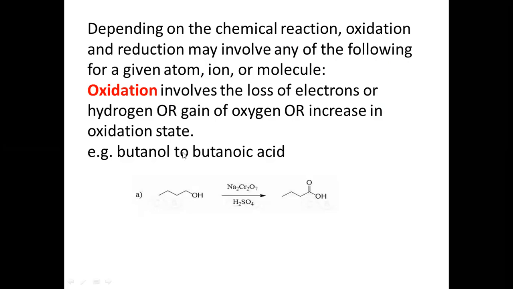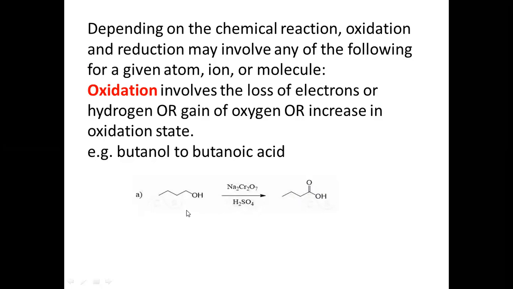If you see an example, conversion of butanol to butanoic acid. Here you can see this is butanol: 1, 2, 3, 4, and we have an OH group, the functional group. So this is butanol. This is a carboxylic acid, C double bond OH, on a 4 carbon chain. So this is butanoic acid. See here, butanol is converting into butanoic acid.